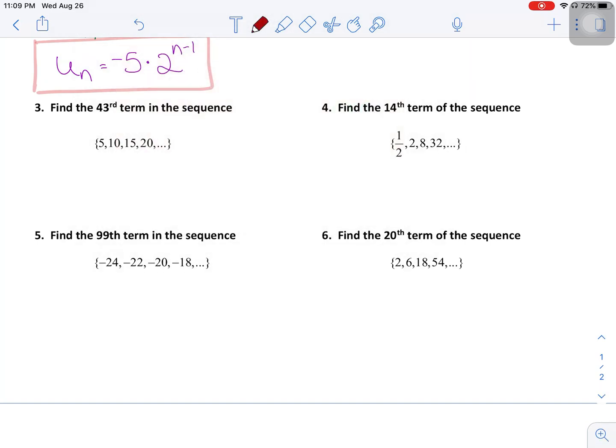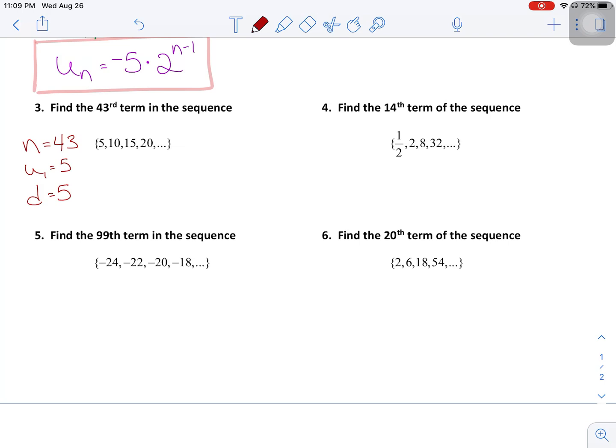All right, problem number 3, 43rd term. So I know that n is equal to 43. I know u sub 1 is equal to 5. And for this case, if I'm going 5, 10, 15, 20, I have a common difference of 5. I'm adding 5 every time I'm moving from term to term.